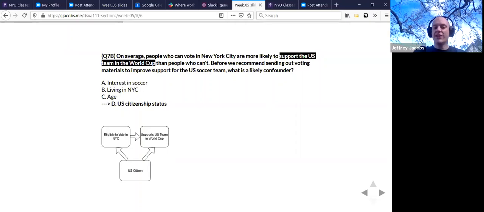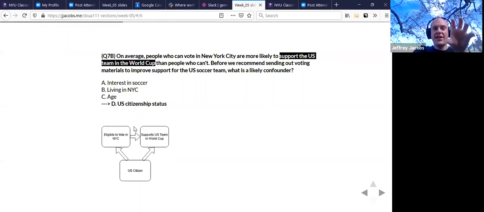An increase in the independent variable supports the US team in the World Cup. So if we wanted, we could put a plus sign there, but that would be a more specified causal diagram. But now, for answering the question, it says, before we recommend sending out voting materials to improve support for the soccer team, what's a likely confounder?